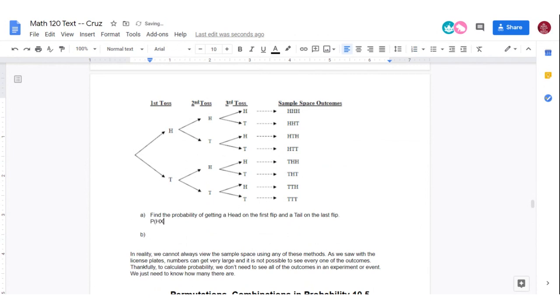I'm going to put an X there just to show that we don't care what that is. So there's 2 out of how many? 8? So 1/4. Does that make sense? Any questions about this? All right.